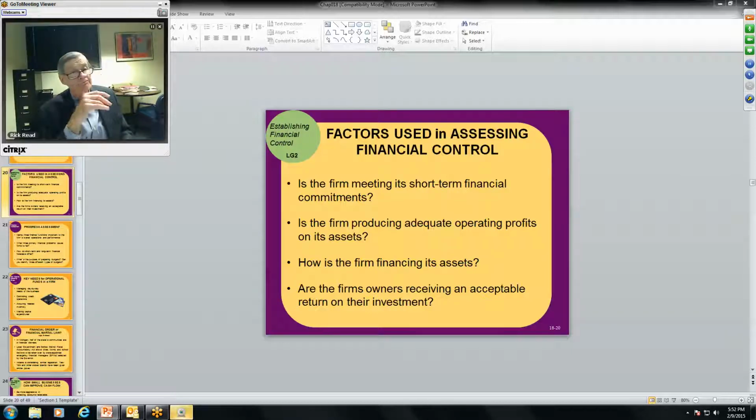How are we financing our assets? Whether we're going into debt or we're doing something else, and we'll get to that shortly. And are the firm's owners receiving acceptable rate of return for their investment? Publicly traded company or stockholders getting a benefit. Now, every company does not pay dividends, but those that are being paid dividends, are the stockholders getting a good return on his or her investment.